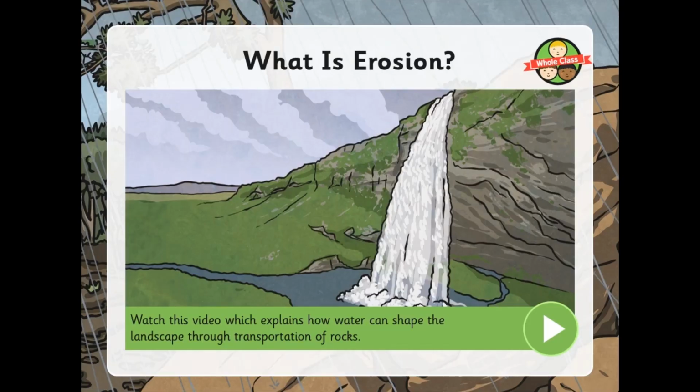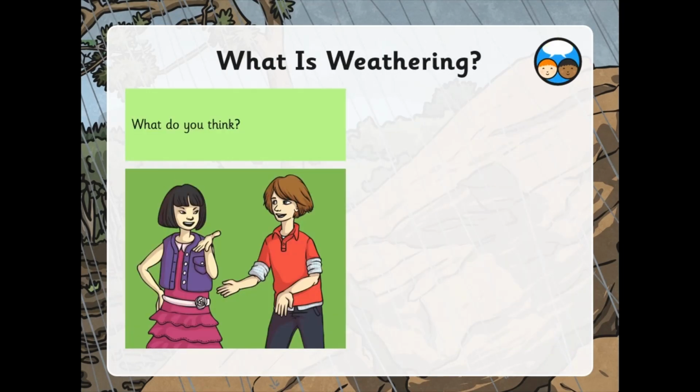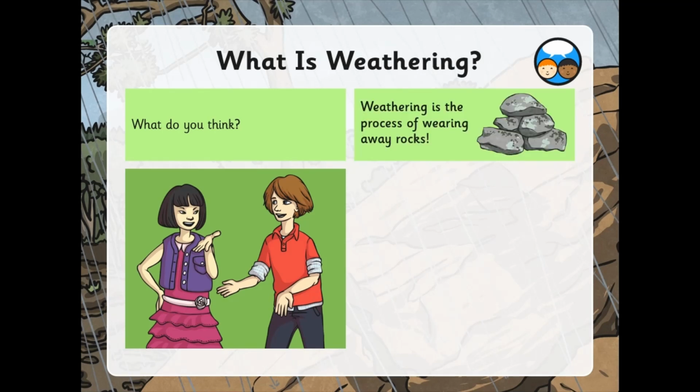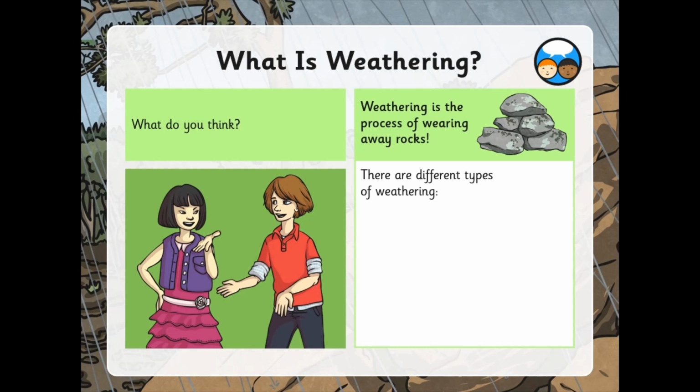Okay then, I hope you enjoyed that video and you have remembered what erosion is. Now let's look at weathering. What do you think weathering is? Have a little think. You may pick something up from the video. You may have your own ideas. What is weathering? Well, weathering is a process of wearing away rocks, eating away at rocks. Now, there are three different types of weathering. There is physical weathering, there is chemical weathering, and biological weathering.